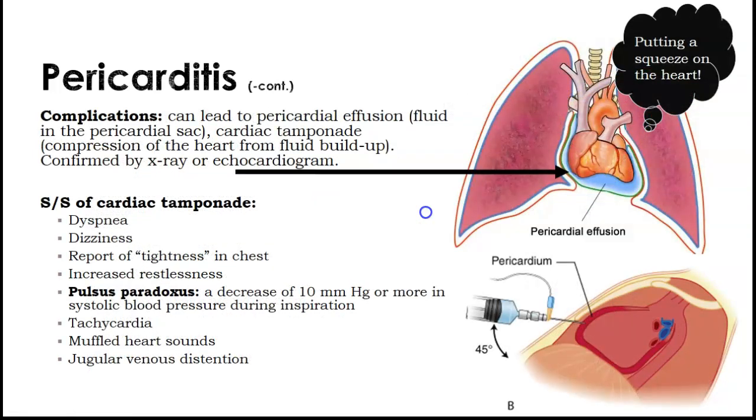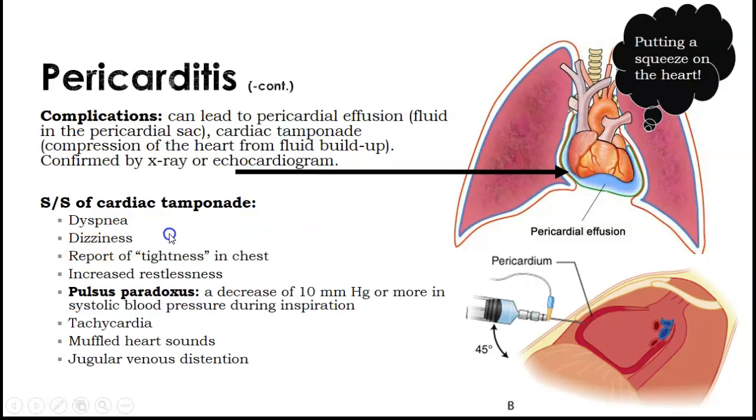The two big complications that you will see with pericarditis are pericardial effusion, which is going to be fluid in the pericardial sac right here, and cardiac tamponade. Basically, this is compression of the heart from the fluid buildup. So this is a cause and effect. The cause is the fluid builds up, and the effect is the compression. This can be confirmed by either X-ray or echo. Again, two major complications: pericardial effusion and cardiac tamponade.